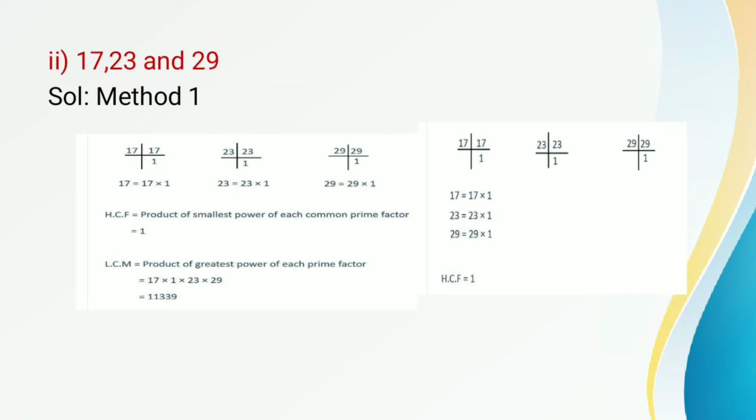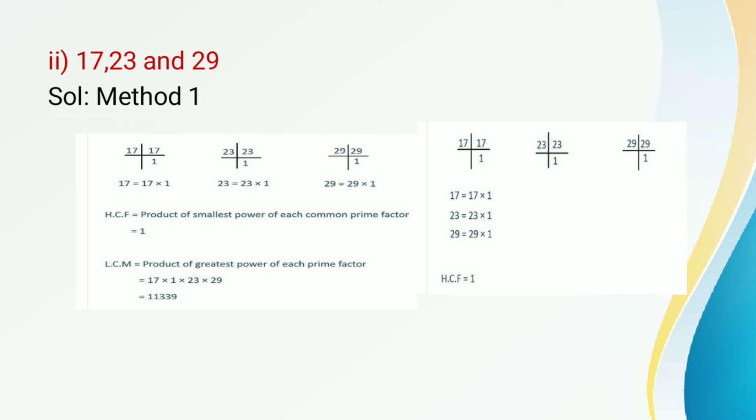For the next problem, 17, 23 and 29. For the first method, we proceed. 17 we can write as 17 into 1, 23 we can write as 23 into 1, 29 we can write as 29 into 1. The HCF is 1 in all the three numbers. The LCM is 17 into 1 into 23 into 29. It is 11339.